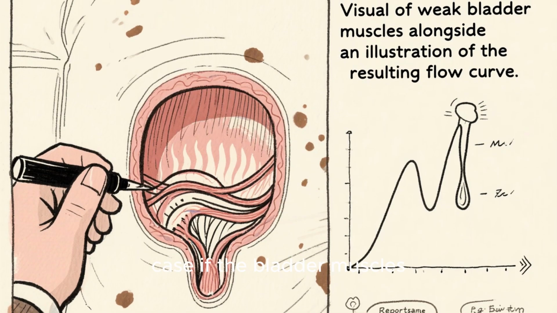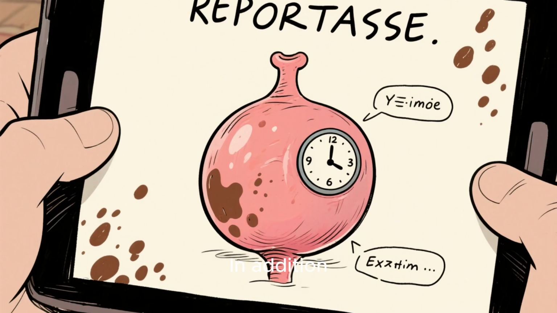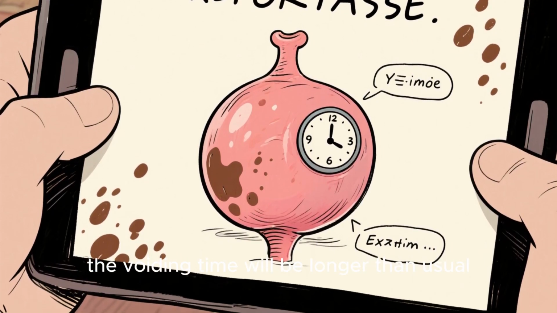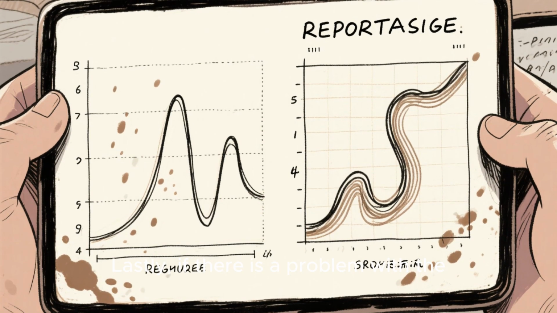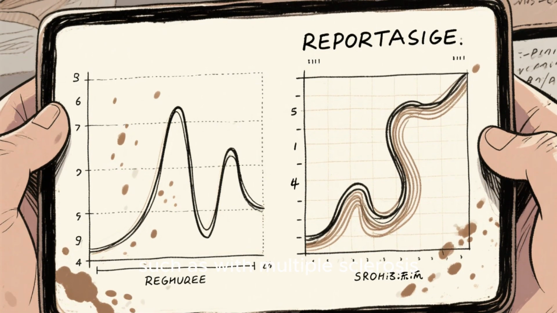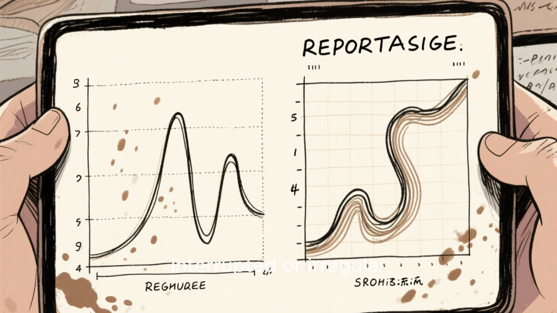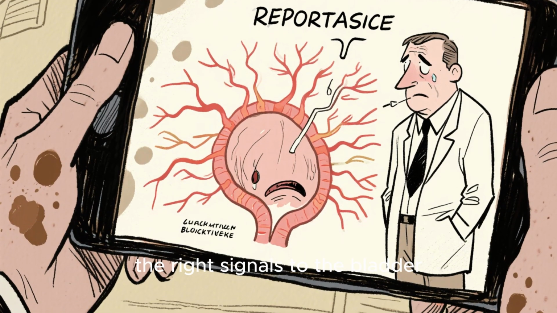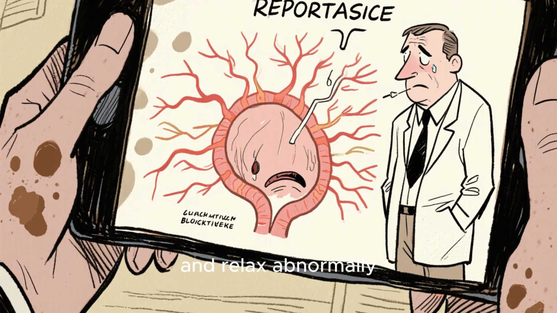This could also be the case if the bladder muscles are weak. In addition, if the bladder is not squeezing properly, the voiding time will be longer than usual. Lastly, if there is a problem with the nerves that control the bladder, such as with multiple sclerosis, the flow curve may be interrupted or irregular. This is because the nerves are not sending the right signals to the bladder, causing it to contract and relax abnormally.